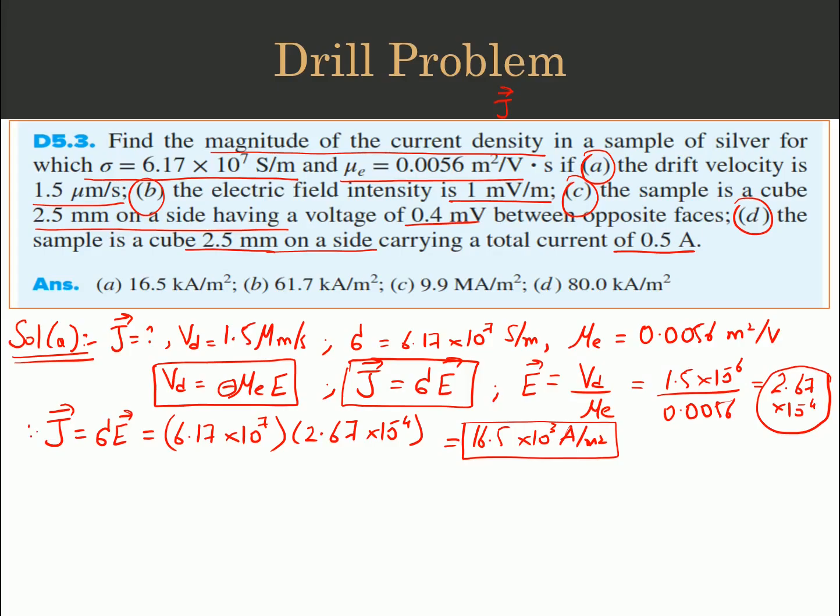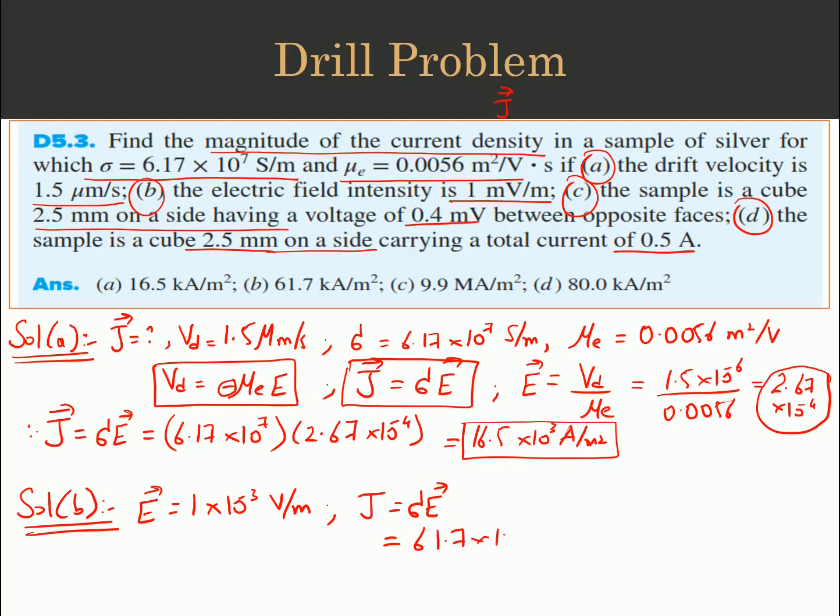Now let us come to the second part. In the second part, we have been given the electric field intensity, let us use the value 1 into 10 raised to power minus 3 volts per meter. Again we need to find the current density, so we know it is the conductivity times the electric field, and this comes out to be 61.7 into 10 raised to power 3 amperes per meter square. So this is the answer of the second part.